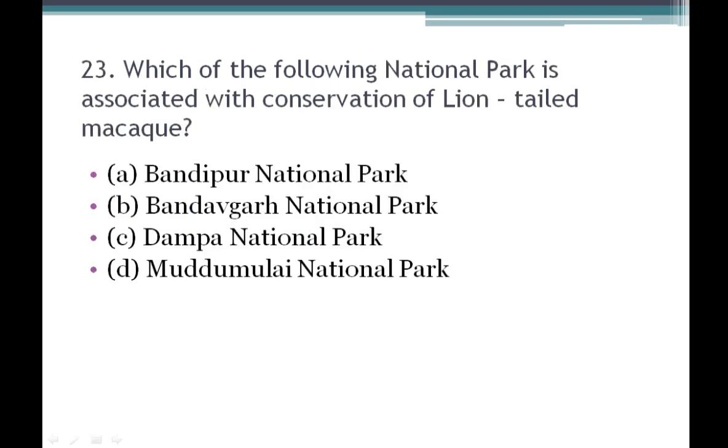Question number 23. Which of the following national parks is associated with conservation of lion-tailed macaque? Option A, Bandipur National Park. Option B, Bandhavgarh National Park. Option C, Dampa National Park. Or option D, Mudumalai National Park. So the correct option is option A, that is Bandipur National Park in the state of Karnataka.